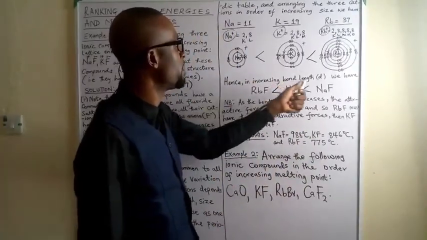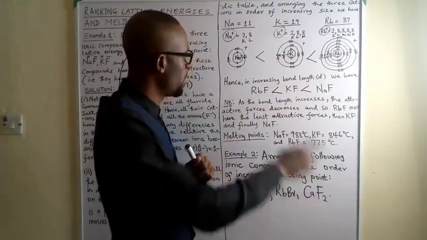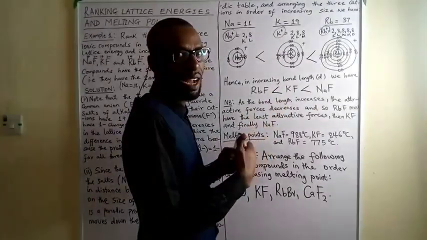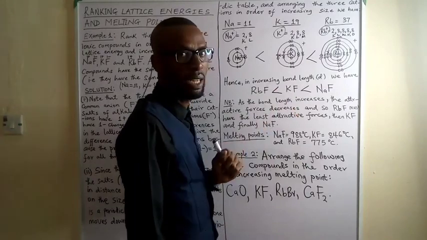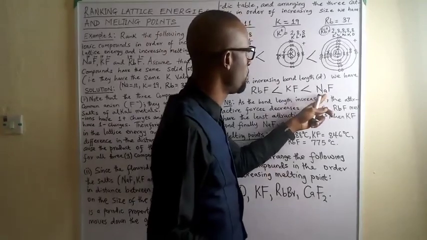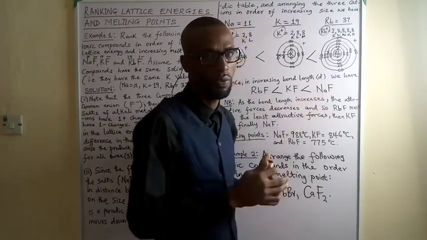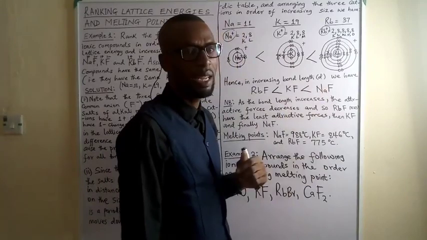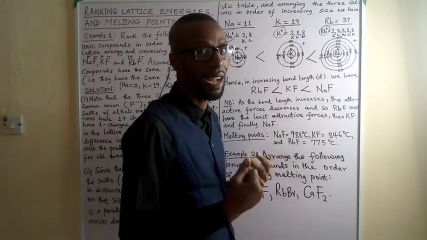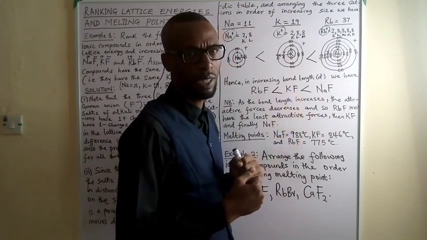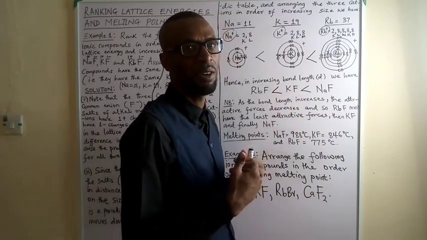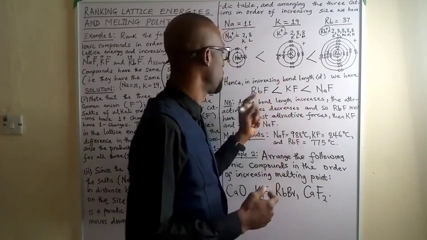So hence, in increasing bond length, we're going to have that rubidium fluoride has lesser ion-to-ion interaction than potassium fluoride, which will in turn also have lesser ion-to-ion interaction than sodium fluoride. So that means that sodium fluoride has the highest ionic bond, or highest ion-to-ion interaction, more than potassium fluoride, which in turn has higher strength, higher lattice energy, and of course higher melting point than rubidium fluoride.